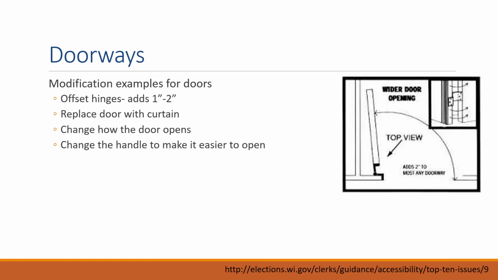A lot of times patients just can't put in a wider doorway in their homes. One modification that a person can do is get some offset hinges that give the doorway an extra 1 to 2 inches, as you can see in this picture. You can also change the direction of how the door opens, which I'll talk about in the next few slides.